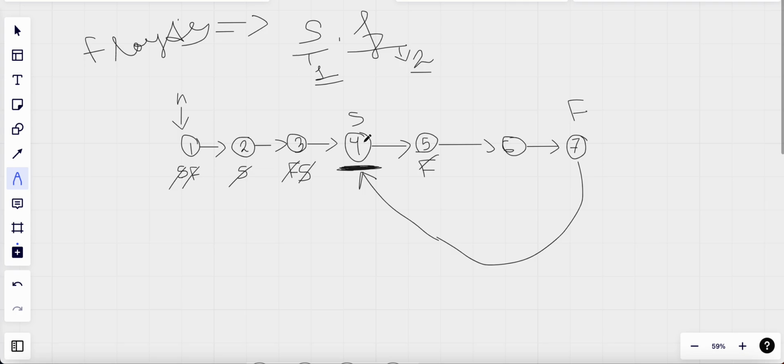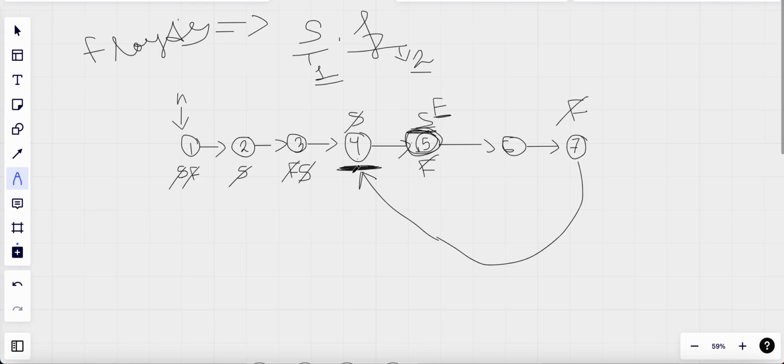So let's keep on moving. We are here, slow will move to 5 and fast moves 2 steps. From 7 we move to 4, that's 1 step, and 4 to 5, that's the next step. So in 2 steps we reach node 5. Now both our slow and fast pointers are at the same node. So now we are sure that there is a cycle in this linked list.